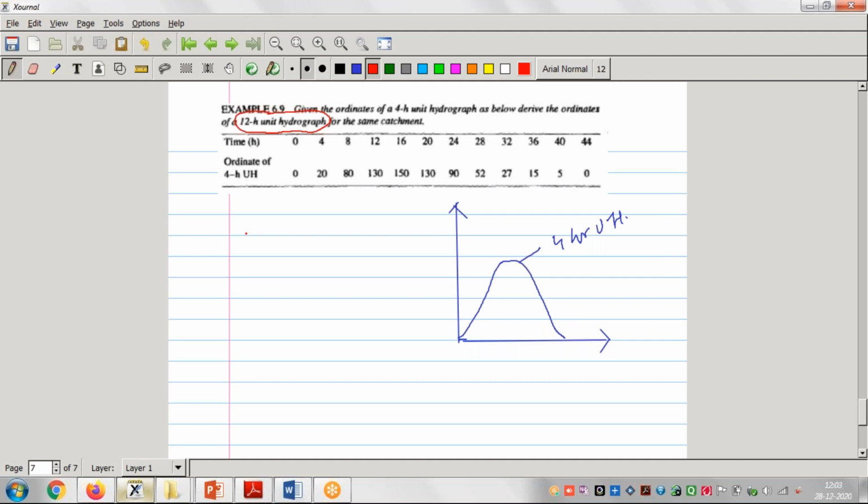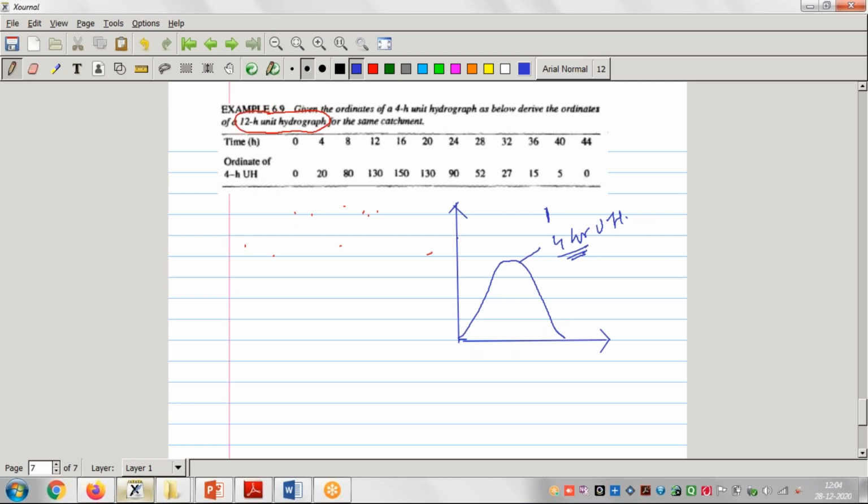12-hour unit hydrograph means, it is just like, say, one apple is of 4 rupees. So 3 apples will be how much? 3 multiplied by 4 is how much? 12, right? Now the same thing is here. This hydrograph is because of 4 hour and 1 unit rainfall.